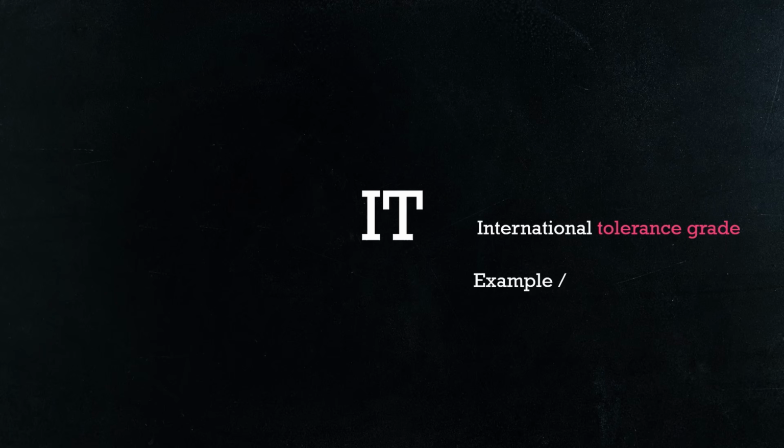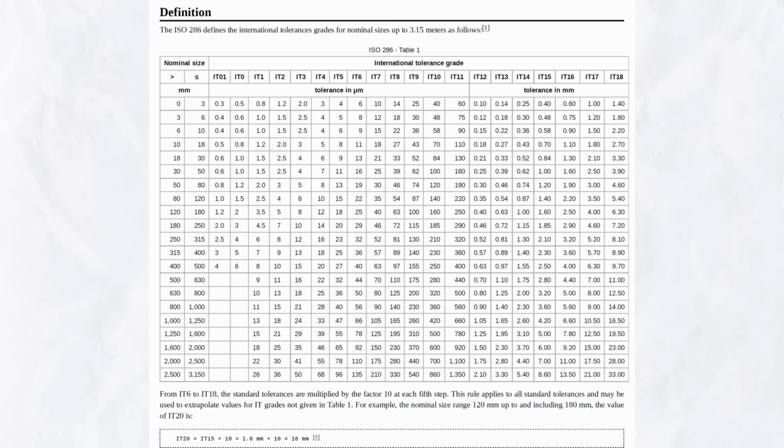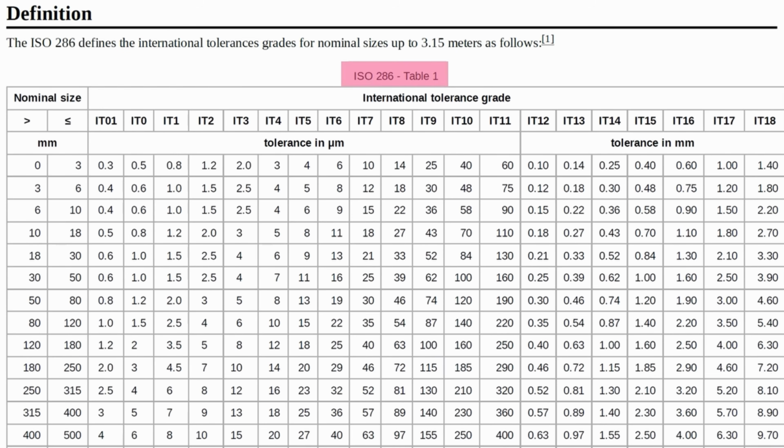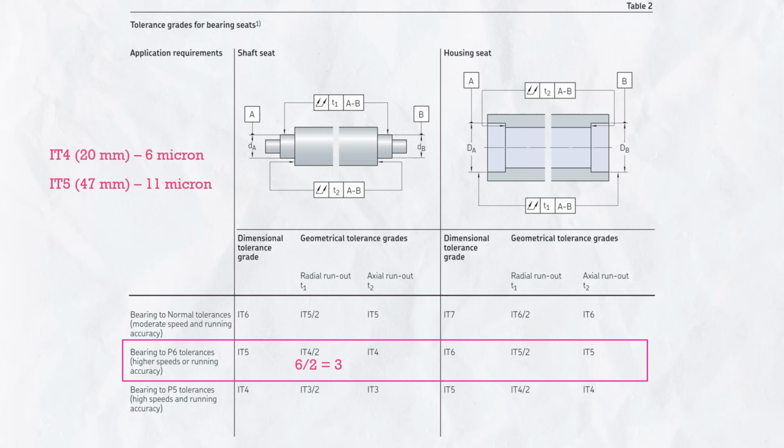If you are wondering what IT is, IT is the international tolerance grade. Like in fits, H7, 7 is the IT grade. In G6, 6 is the IT grade. For IT grades, we can refer to this table, ISO 286 table 1. So for IT4 for 20 mm diameter, 20 mm will fall between 18 to 30 mm, it's 6 micron. And IT5 for 47 mm diameter, 47 will fall between 30 to 50, is 11 micron. IT4 by 2 means 3 micron, IT5 by 2 means 6.5 micron.